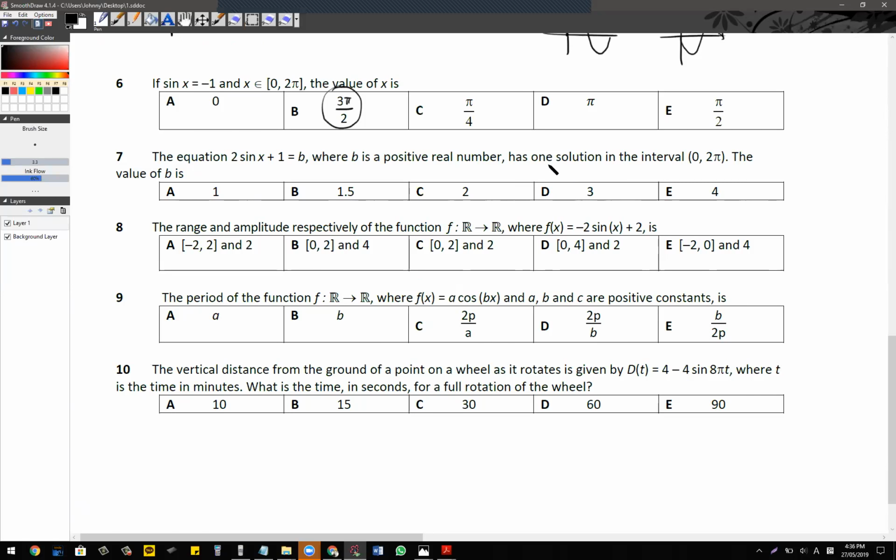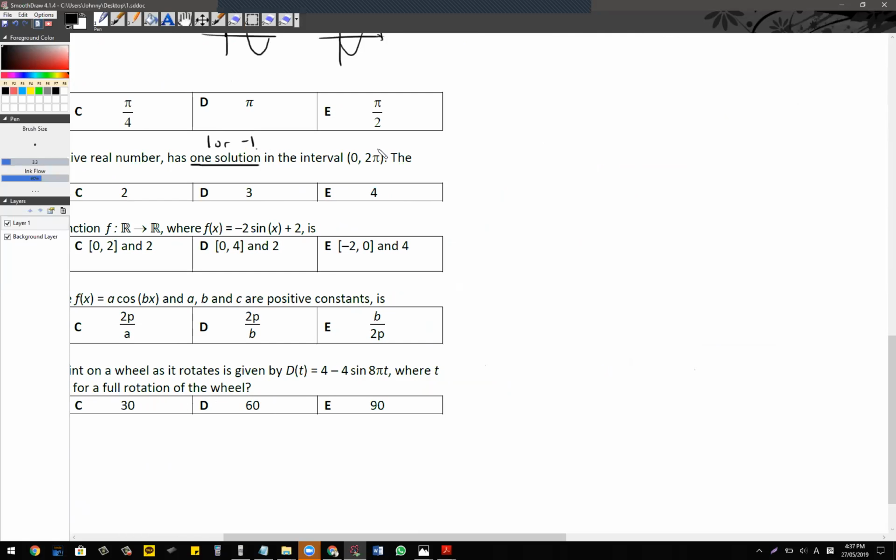Now, when it says one solution, it's likely to be 1 or -1, because whenever you have sine of something equals, for example, 0.5, that's positive. Sine is positive here and here, right? Yeah. So you get two answers.